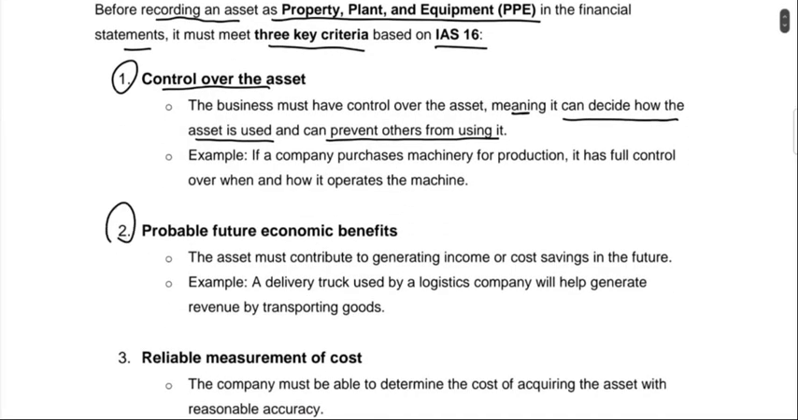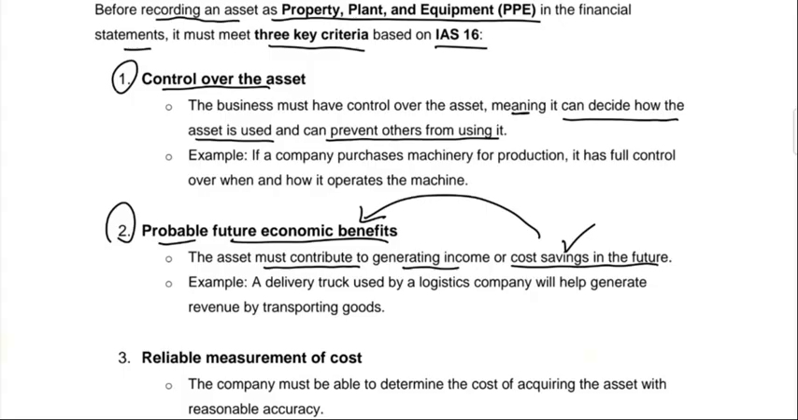Number two, talking about the probable future economic benefits, the asset must contribute to generating income or cost savings in the future. One of the typical examples that I could give you is when the entity is going to buy a piece of machinery for the purposes of enhancing the efficiency of business operations. So what will it do? When you enhance the efficiency of business operations, it is going to generate cost savings for you in the future, which in turn would be producing economic benefits for you. And I've also listed the examples for you to read to further understand what we mean by each criteria.